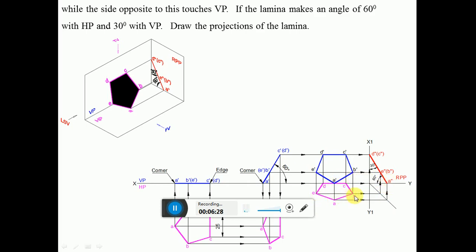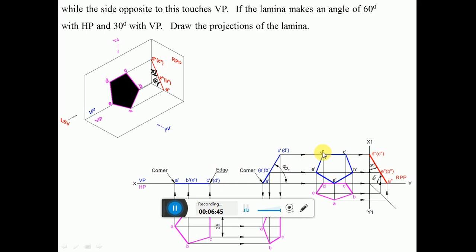Similarly, from B you draw this to get the points A double dash and B double dash, and similarly from C you draw to the origin, and from here you project this to get C double dash and D double dash. So in order to view this, you view from here.